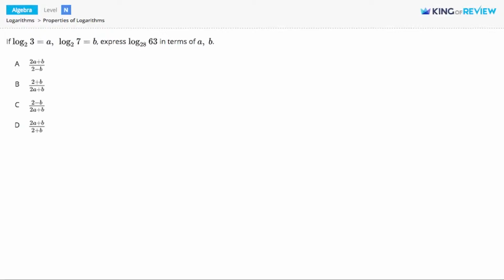So here we have to express the log base 28 of 63 in terms of a and b, the log base 2 of 3 and the log base 2 of 7. Now a big problem right away is that we have a base of 28, whereas what we want, a and b, each have a base of 2. So we can use what's called the change of base formula for logarithms.